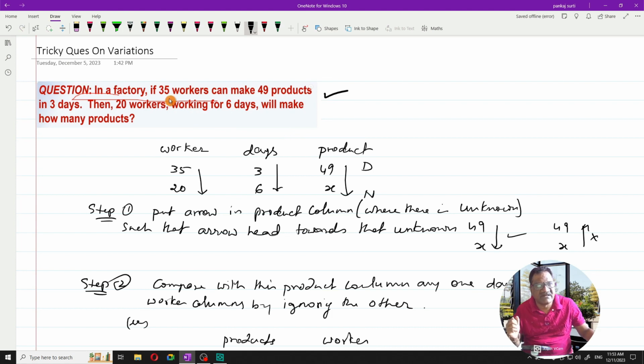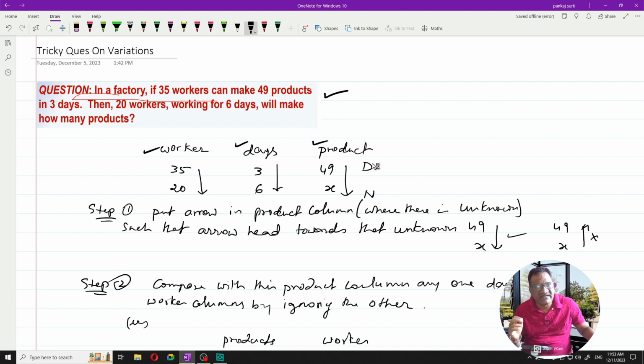Number one is the number of workers, that's over here, and then the number of days that they are working for, that's over here, and the number of products that are manufactured in the factory. So there are three variables, or you can say three quantities. First you have to identify all the possible quantities given in the question and write them as I've written here: workers, days, and product. These are the three quantities I can identify from this particular question.